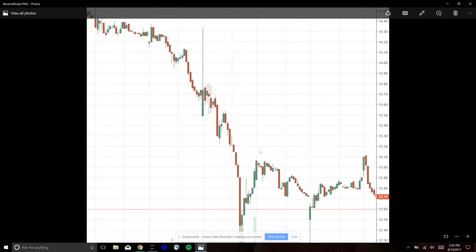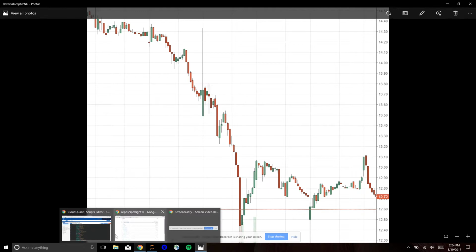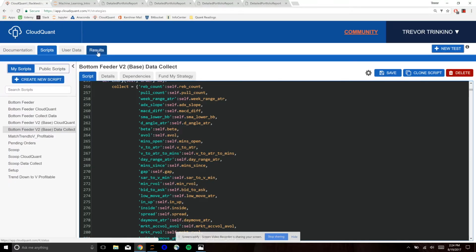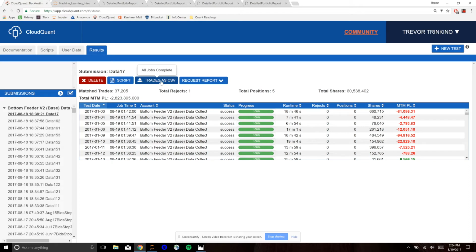After we collected all of that data, CloudQuant makes it really easy to run a backtest and download these trades as a CSV file. I ran the backtest from 2011 to where we are right now in 2017, just to collect as much as I possibly could. Machine learning algorithms in general do better with more data, which is why I started with 140 data points and was collecting multiple times per trade.